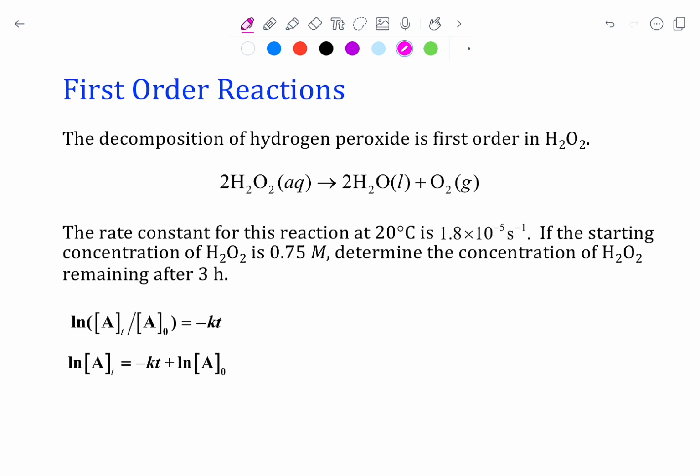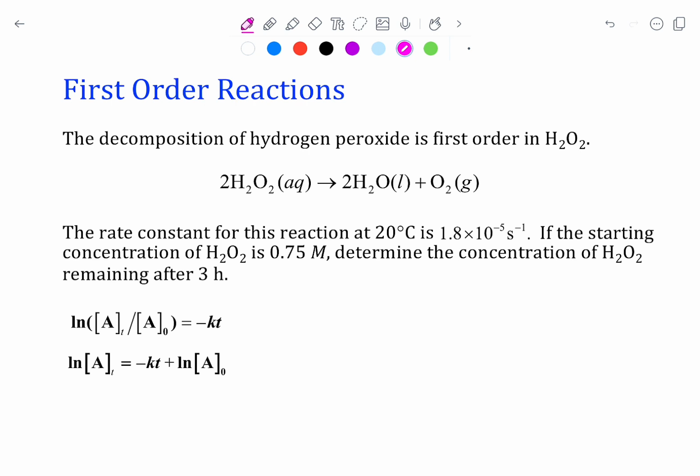So the decomposition of hydrogen peroxide is first order in H2O2. The rate constant for this reaction at 20 degrees Celsius is 1.8 times 10 to the minus 5, 1 over seconds. If the starting concentration of H2O2 is 0.75, determine the concentration of H2O2 remaining after 3 hours.